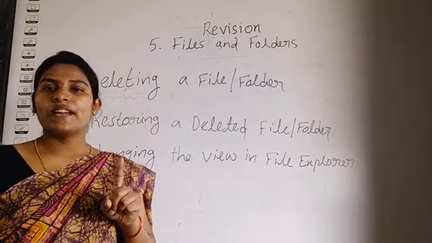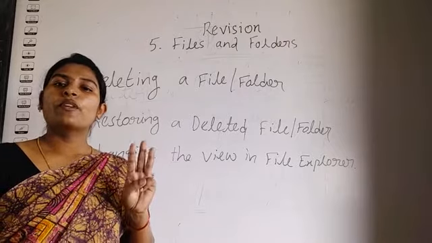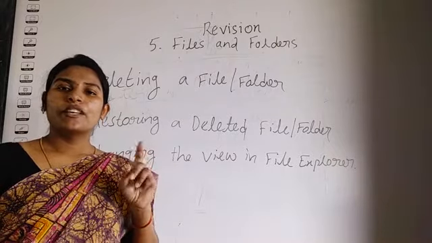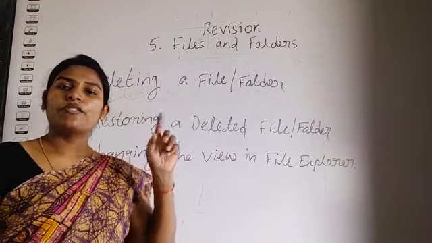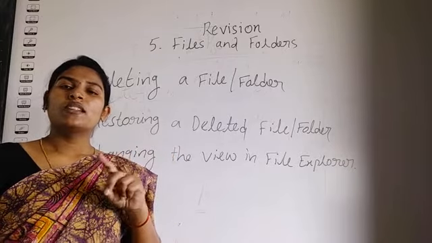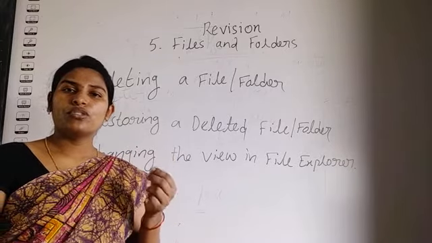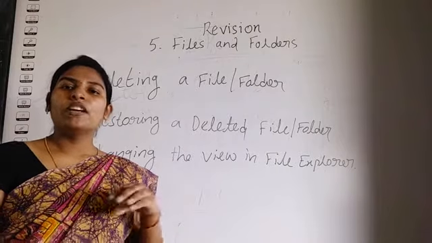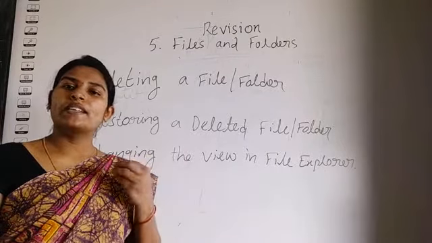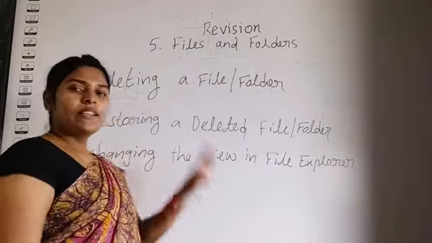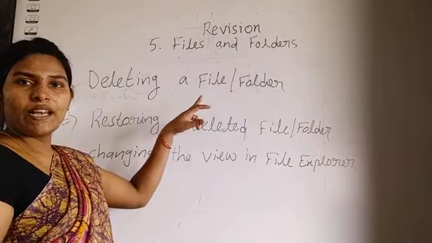First, select the file or folder, go to the Home tab. From there, click on the delete option. From there, two sub options you can see. One is recycle bin, if you want to use it again. If you don't want it, click the delete permanently option. Like this, we can delete a file or folder.